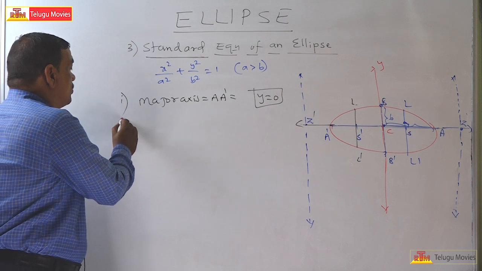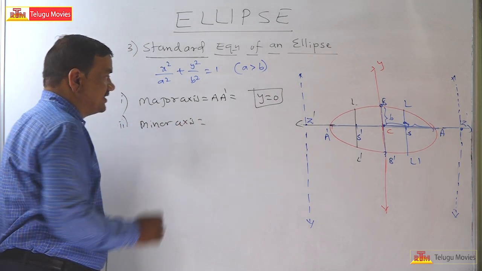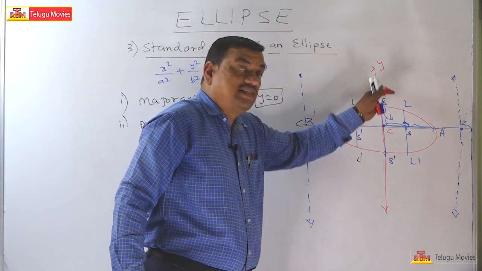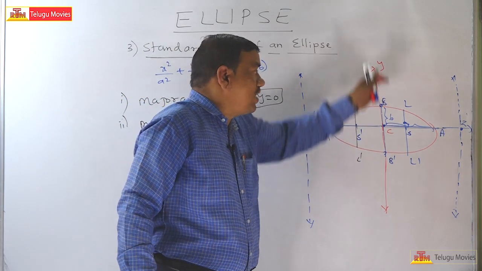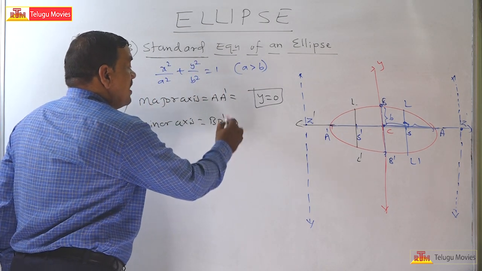The second thing you have to learn is the minor axis, that is, the equation of the minor axis. What is the minor axis here? BB dash, nothing but the y axis. That is BB dash, it is nothing but the y axis.